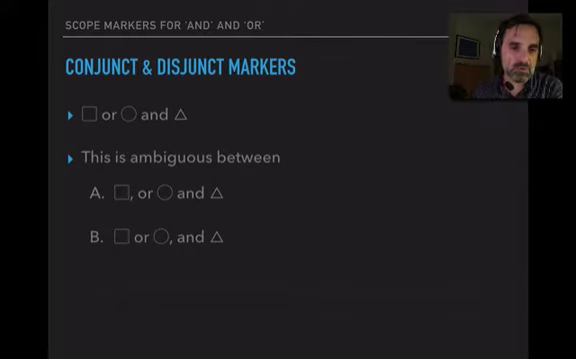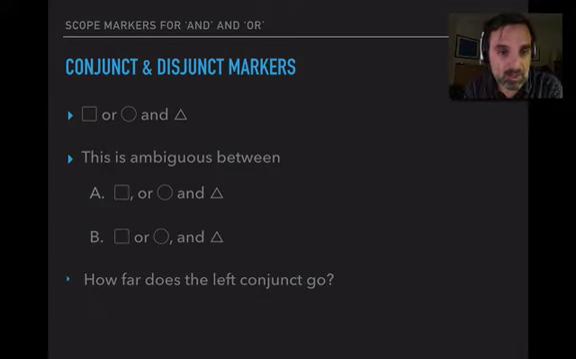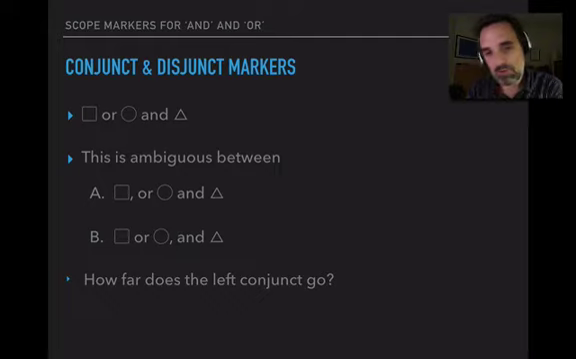How could you write an English sentence that wasn't ambiguous? Well, one way of thinking about the problem is that we know the and attaches to the circle, but we don't know, does it go further than that? Does the and attach to the box or circle, or does it attach just to circle? And the or has a similar problem. Does the or attach just to circle, or does it attach to circle and triangle? So we don't know. And that's why the sentence is ambiguous.